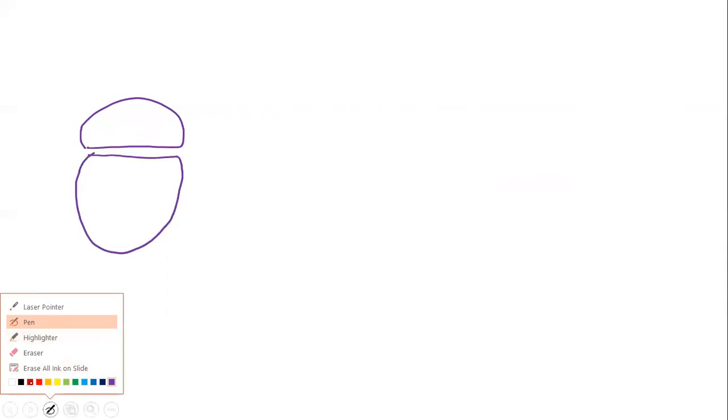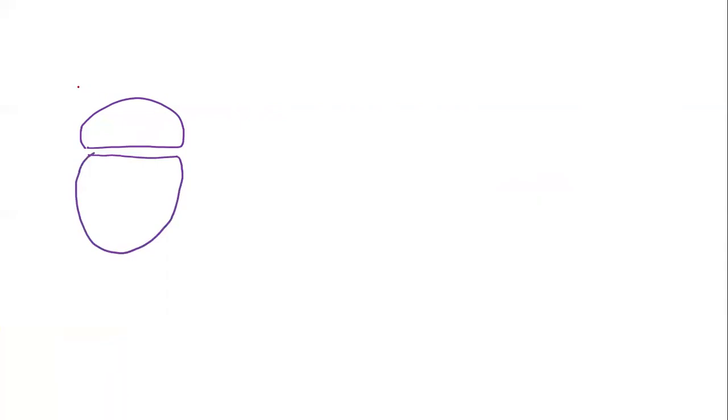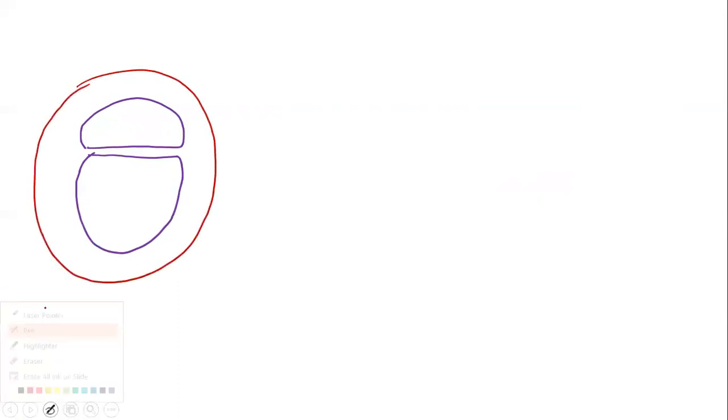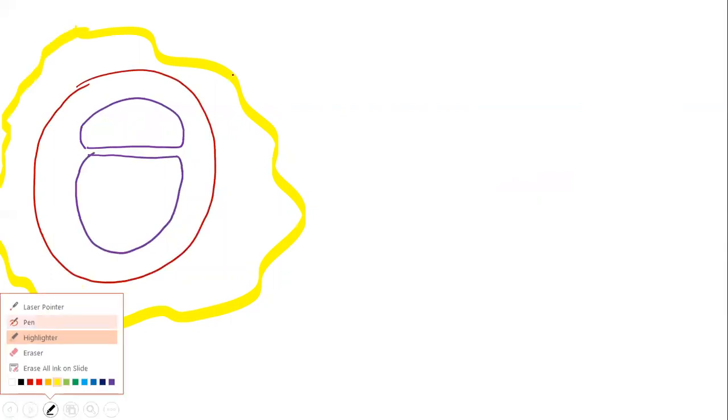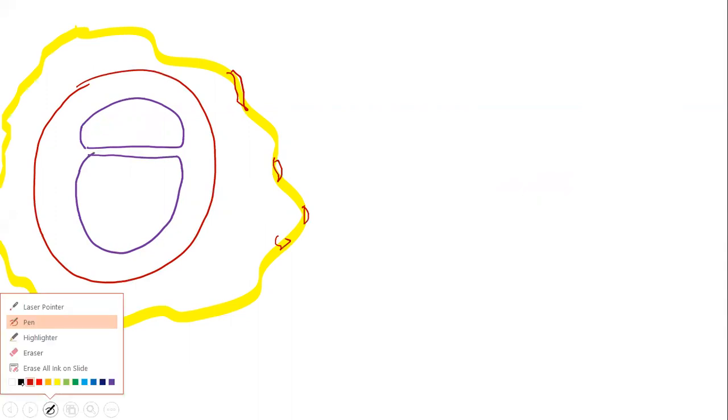So this is the inner cell mass derivatives. This is my cytotrophoblast. And this is my syncytiotrophoblast. And this syncytiotrophoblast now has so many lacunae here. Right? So let us quickly name the parts so that it will be a revision for you.